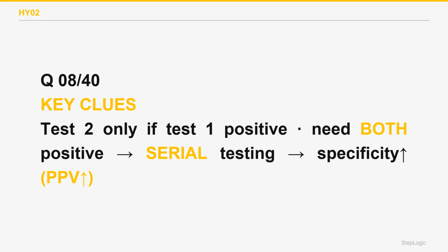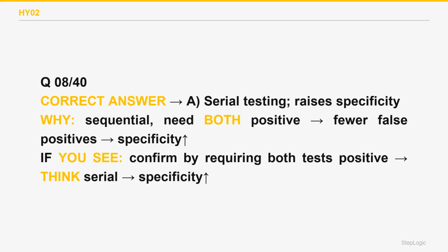Running tests one after another and requiring both to be positive is serial, sequential testing. Demanding two positives makes a positive call harder to reach, so it raises specificity and positive predictive value, good for confirming disease, at the cost of some sensitivity. This contrasts with parallel testing: order both at once, positive if either is positive, which raises sensitivity for screening. The correct answer is A.